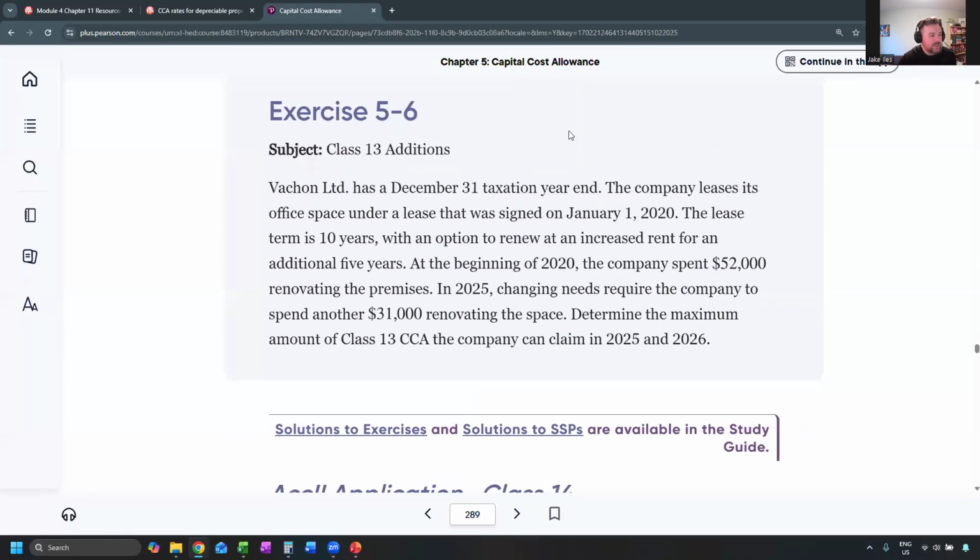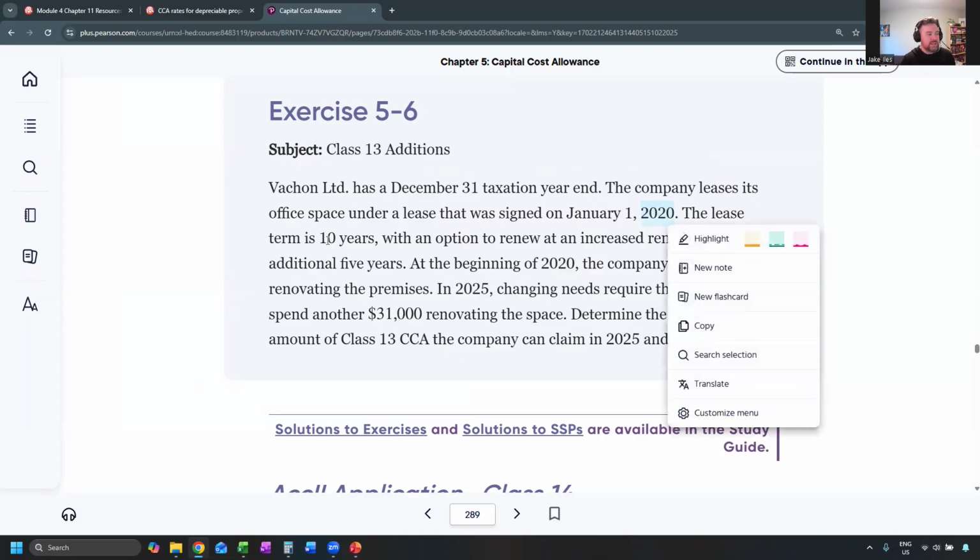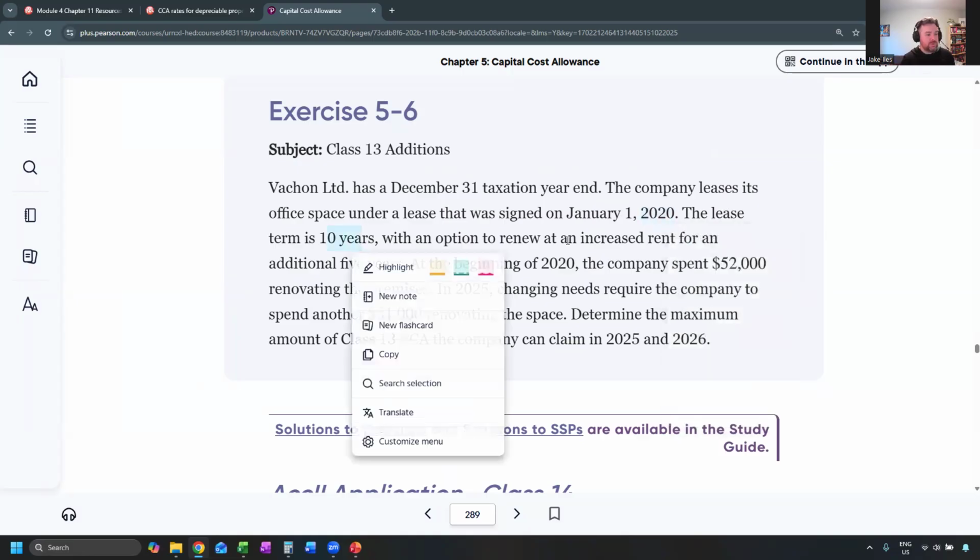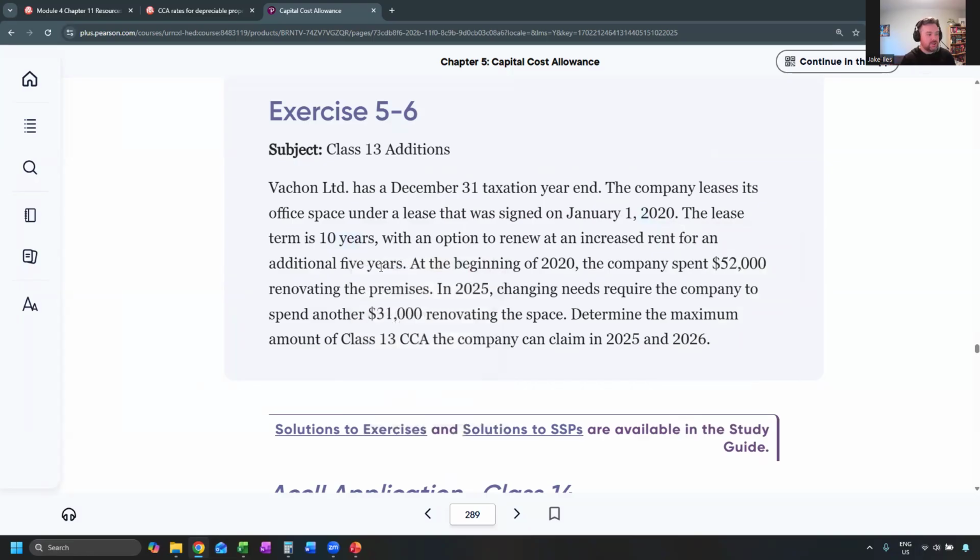Class 13 additions. Vashon has a December 31st taxation year end. The company leases its office space under a lease that was signed on January 1st, 2020. The lease term is 10 years with an option to renew at an increased rent for an additional 5 years. At the beginning of 2020, the company spent $52,000 renovating the premises. In 2025, changing needs required the company to spend another $31,000 renovating the space. Determine the maximum amount of Class 13 CCA.